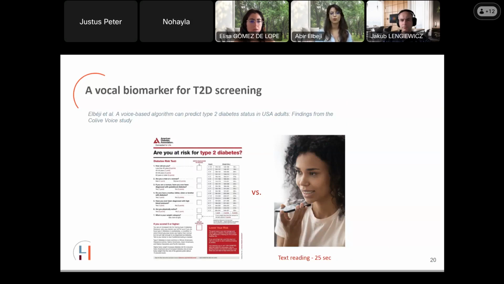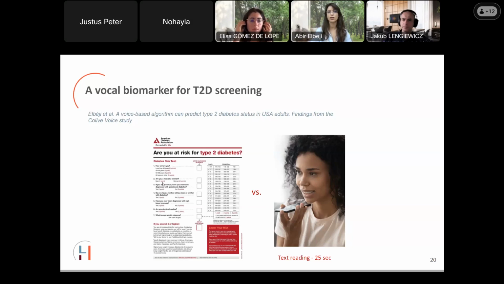And for that, we wanted to benchmark a vocal biomarker, which is based on a text reading, against the American Diabetes Association questionnaire, which is a risk assessment of having type 2 diabetes, with only 7 questions about age, BMI, history of type 2 diabetes, and is actually highly weighted on age and BMI.